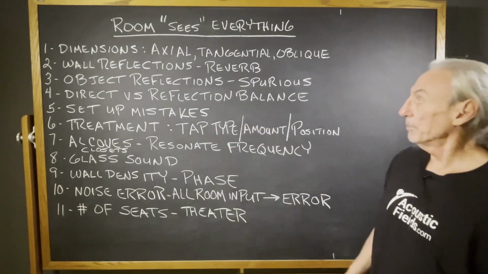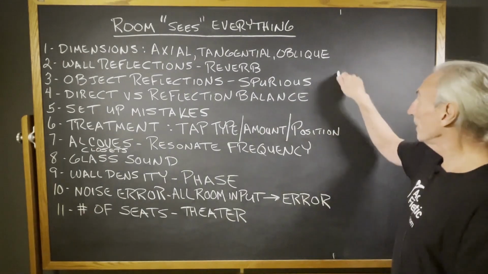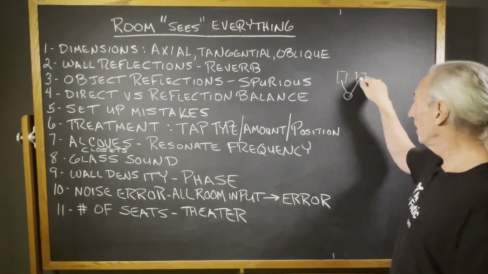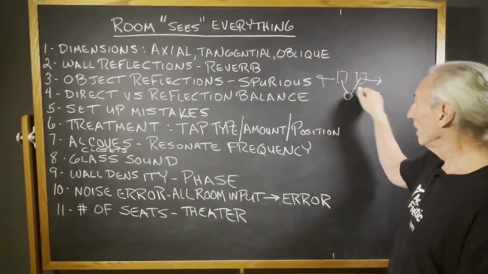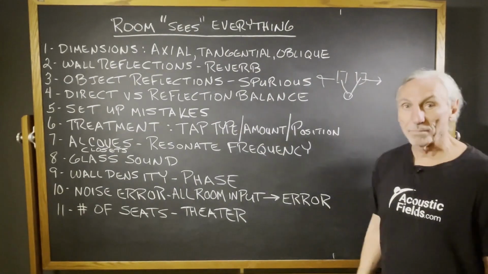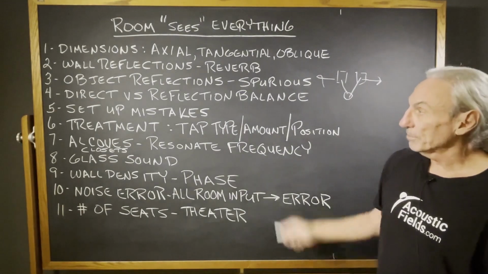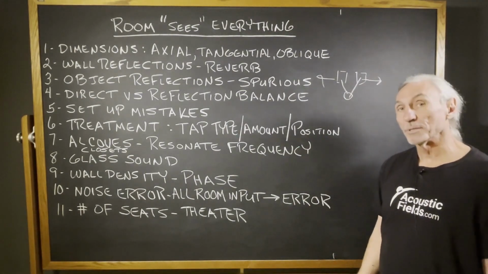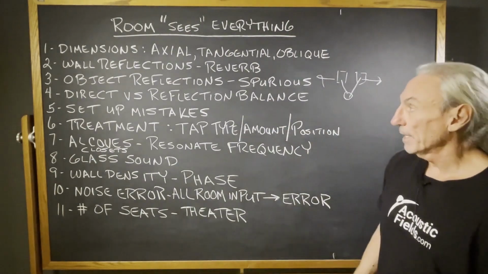We have that direct versus reflected balance. Remember, we have our speakers and our listening position, and then we have all those reflections from the wall. And the goal is to get everything as balanced as we can in that, so we hear more of the direct and less of the room. We still want to hear some of the room, but less, okay?